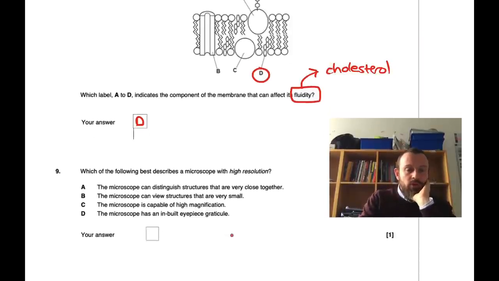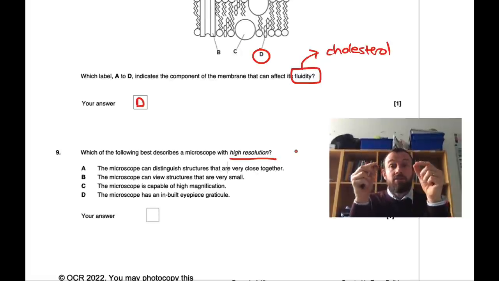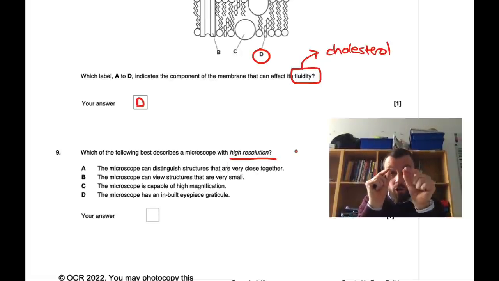Nine. Which of the following best describes a microscope with a high resolution? So this is testing your understanding of what resolution means. Resolution is your ability to distinguish two objects as separate. At low resolution, they might blur into one thing, a blurry smudge. But at high resolution, you might actually notice that there's two little dots quite close to each other. So A is basically that.